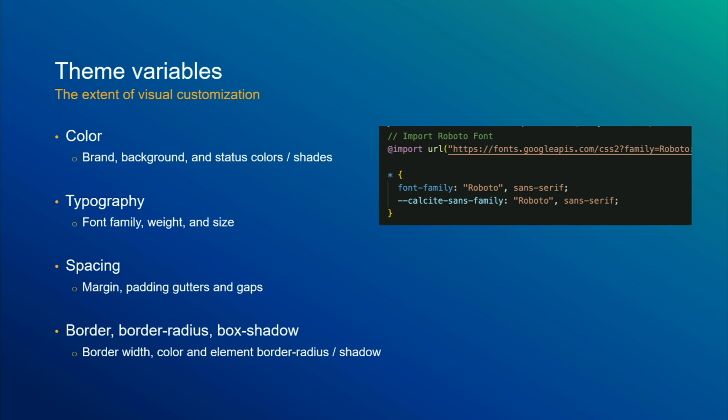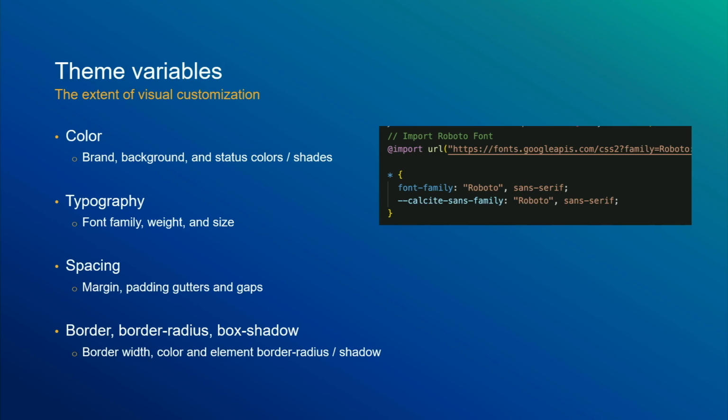This includes things like color: brand, background, status colors, and shades. Out of the box, you can only select your primary color, your secondary color, and your background. In Developer Edition, you have full control over the entire color palette. If you don't like the exact hues and shades of some of the colors, if your brand color at its lightest hue is just a little bit too light, you can change all those in your config file.